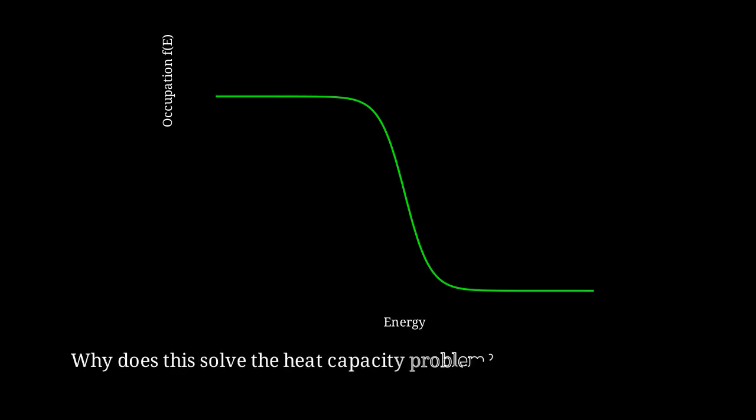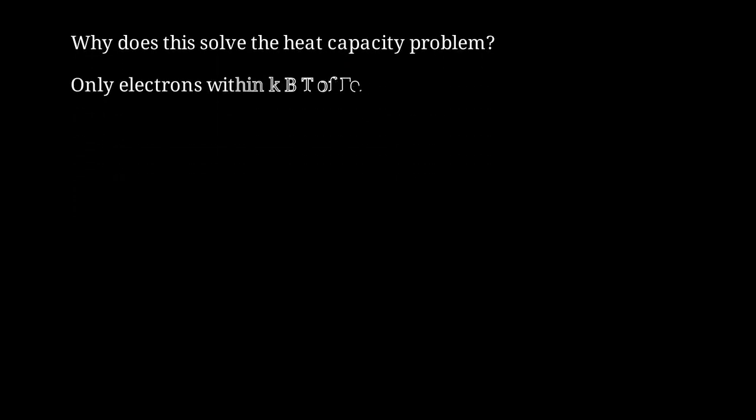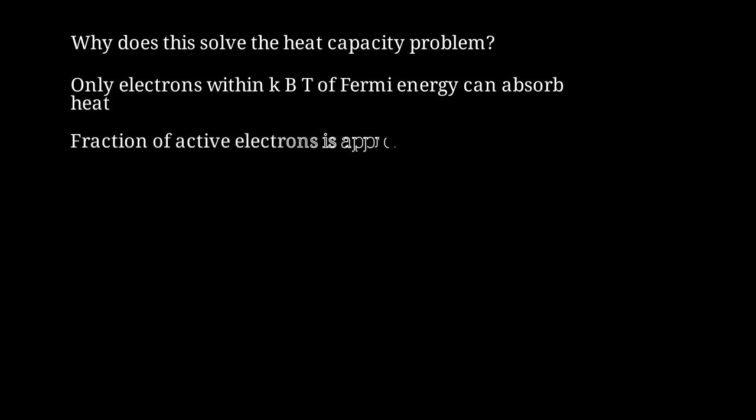So why does this solve the heat capacity problem? The key insight is that only electrons near the Fermi energy can be thermally excited. At finite temperature, only electrons within about kBT of the Fermi energy can absorb thermal energy and move to higher states. Electrons deep below the Fermi level cannot participate because all nearby states are already occupied. The fraction of electrons that can participate in thermal processes is approximately kBT divided by EF. This is a very small number at room temperature.